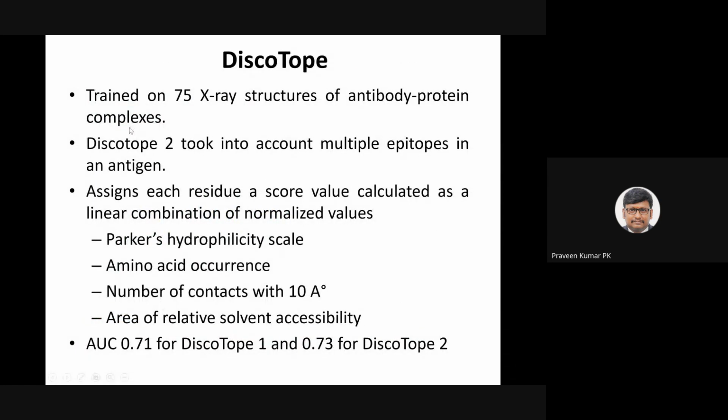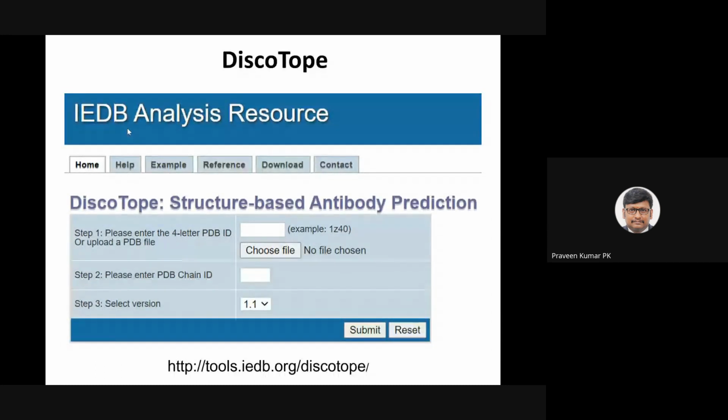Similarly, even in Discotope, instead of simply pasting the sequence of a W protein, you should have a 3D structure of the epitopic peptide. Then only you can dock and check it using the Discotope. So what are the inputs generally you need? You need a PDB ID. First you should have a PDB ID of the 3D structure of a protein. You just upload it and click submit.